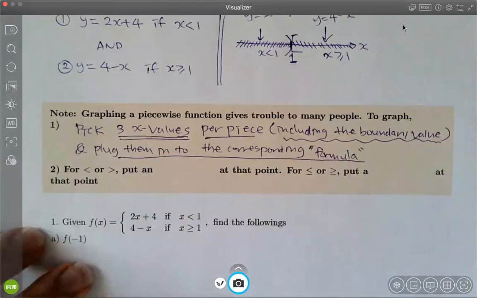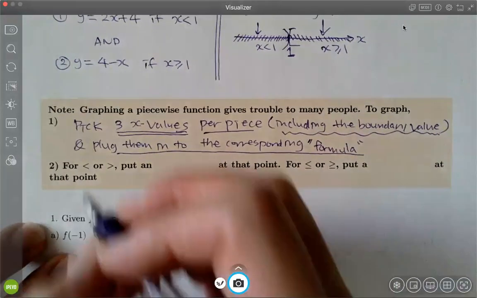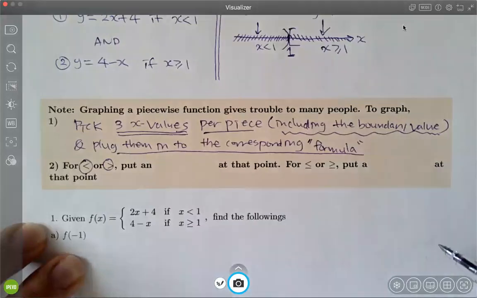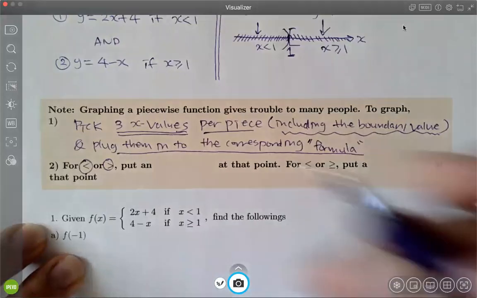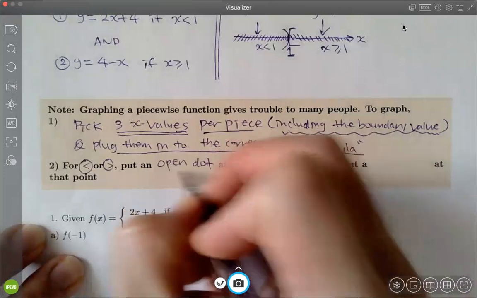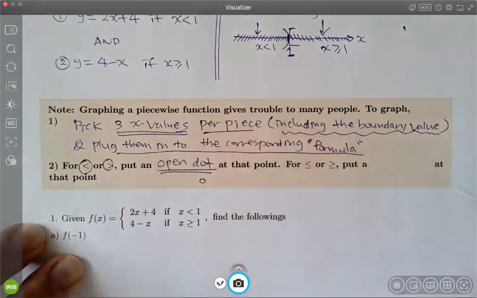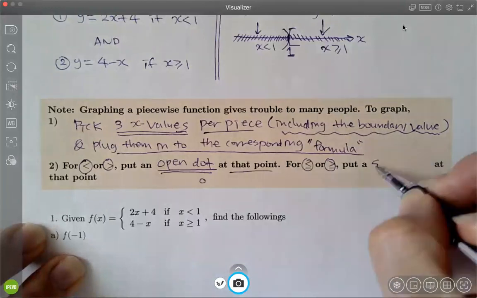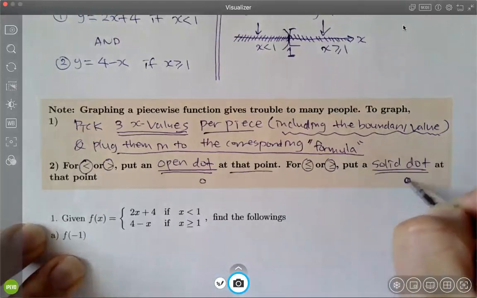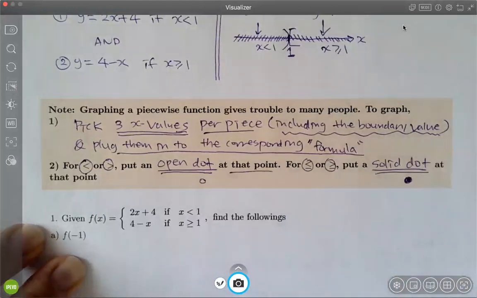And then for step number 2, if you have less than or greater than inequalities, you have to put an open circle, which means this, at that point. And for the other 2 inequalities, which involve the equal to part, you have to put a closed circle, which is this, at that point. Okay, so that's the scheme to graph a piecewise function by hand.